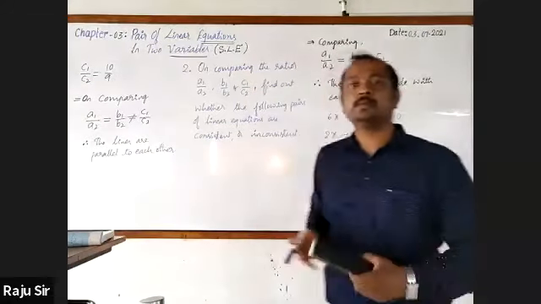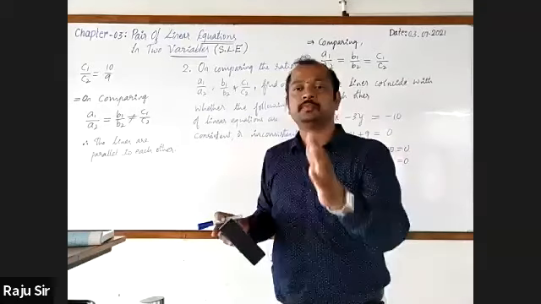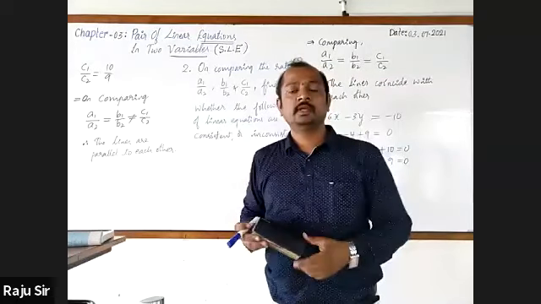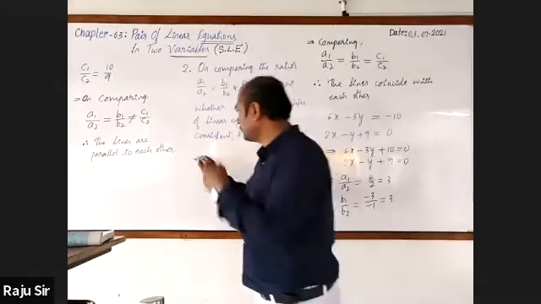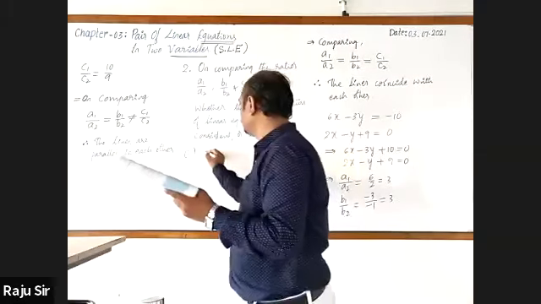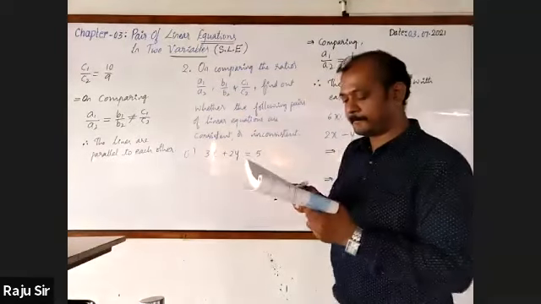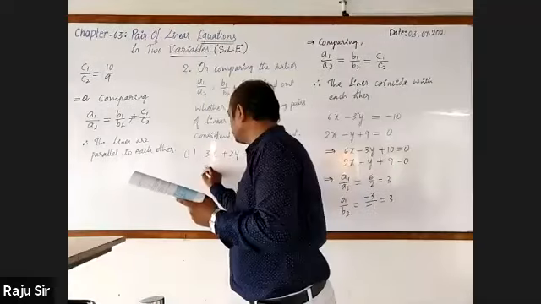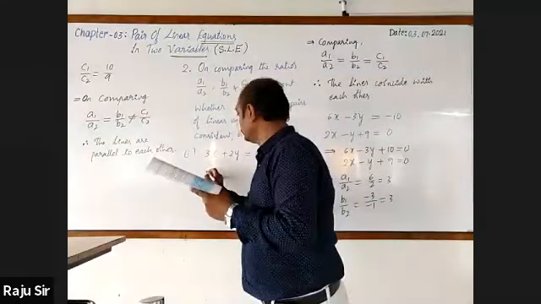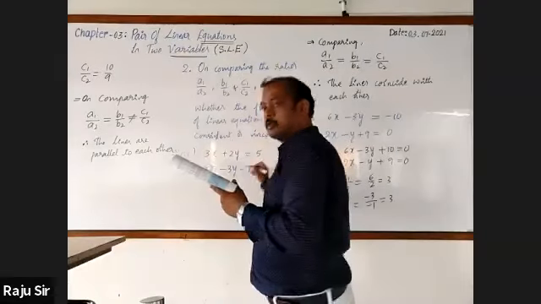Dear students, I have already told you regarding consistency and inconsistency. If the given equations have solution, then they are consistent equations. If no solution, it is inconsistent. So I'll go for taking some examples with respect to that. First, 3x plus 2y is equal to 5, and 2x minus 3y is equal to 7.